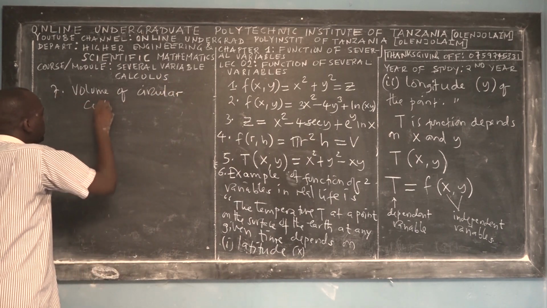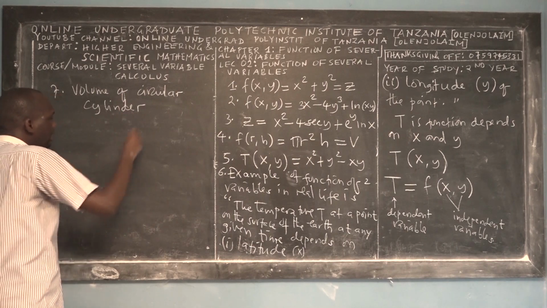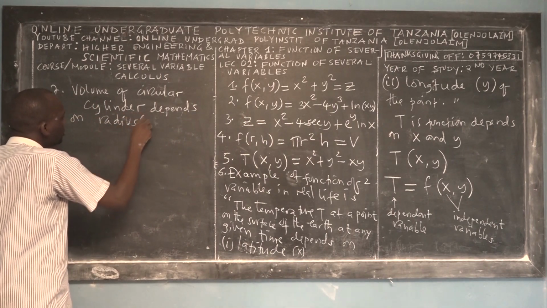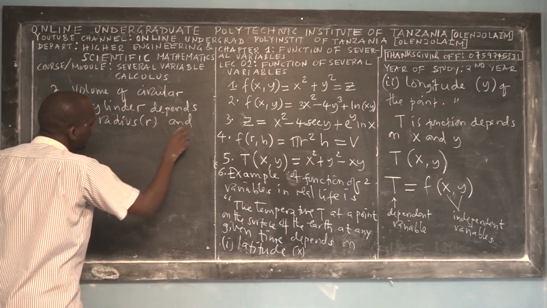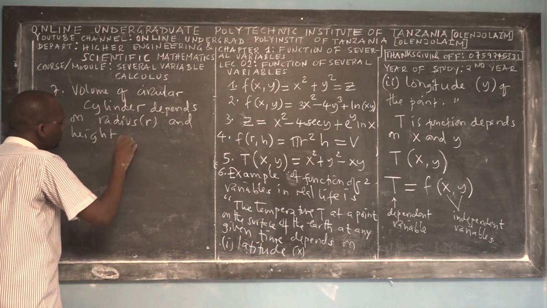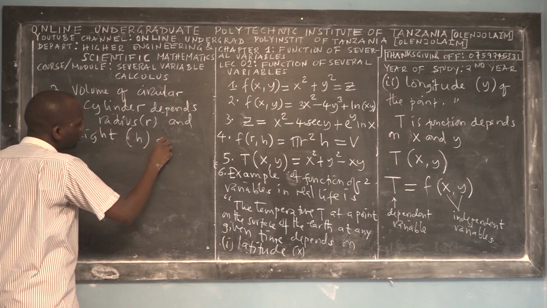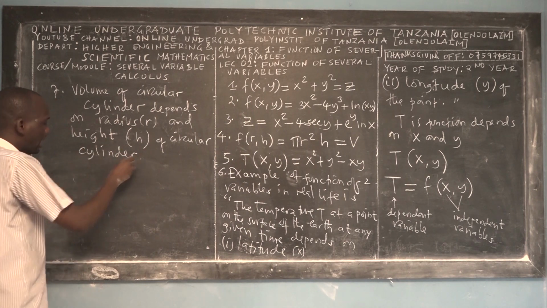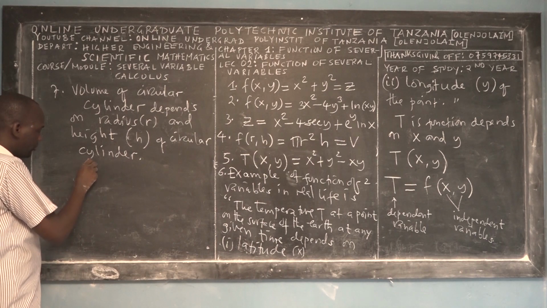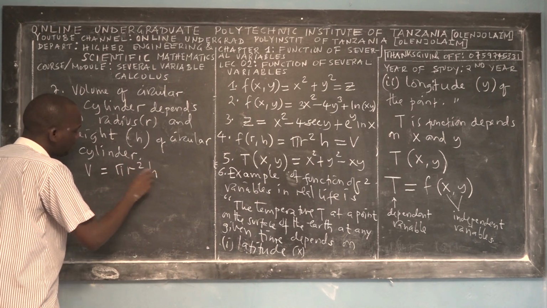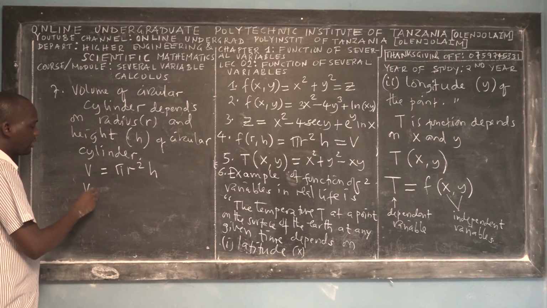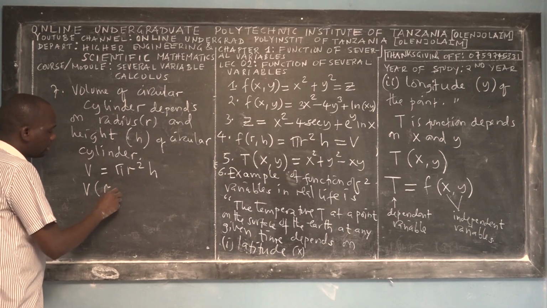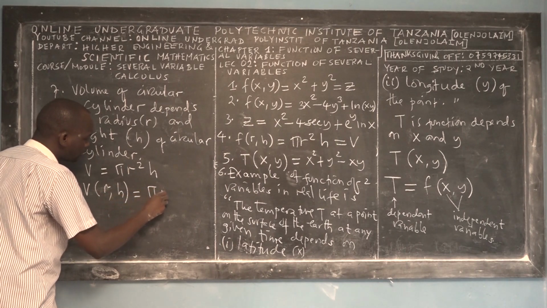If you are finding the volume of the circular cylinder, it depends on what? On two parameters: the radius, which is r, and the height, which is h, of the circular cylinder. I remember we met this formula possibly during our primary education. We used to say that the volume of the circular cylinder is given as pi r square h. How can we write this in terms of a function of several variables? Pi is constant. So the volume, which is the dependent variable, depends on the radius and the height of the cylinder, and this is given as pi r square h.